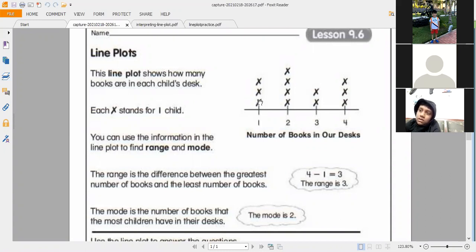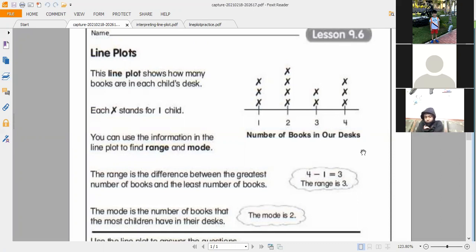3. 1, 2, 3. Okay, and how many children have 4 books? 3 also, yeah, very good. 4 books, 1, 2, 3. Thank you, Lily.